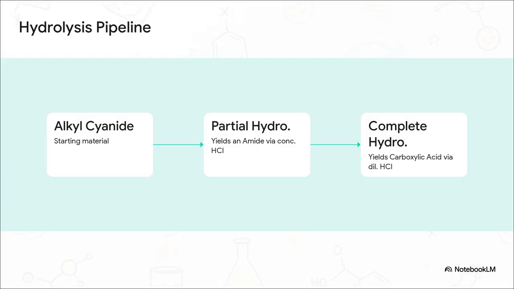So you've successfully converted a haloalkane into a cyanide and now into an amine just by following the steps. Let's see how this builds even further with hydrolysis, creating a really beautiful cascading chemical pipeline. Starting at step 1 with our alkyl cyanide, we introduce water in the presence of concentrated hydrochloric acid. This causes partial hydrolysis, which yields an amide. But if we change the conditions in step 3 and use dilute HCl instead, the alkyl cyanide undergoes complete hydrolysis, pushing right past that amide stage to result in a carboxylic acid. So depending on the concentration of your acid, you can stop the train at an amide or ride it all the way to a carboxylic acid.